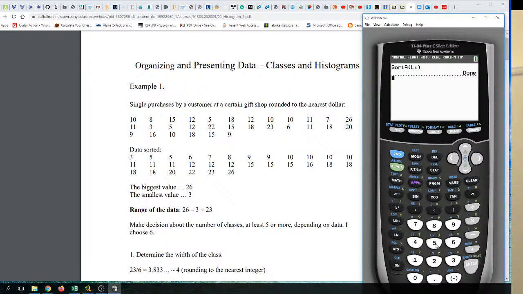And now if you press the statistics button again and you go to edit, you will see that the list is sorted. You can see now in the first list I have 3, 5, 5, 6, 7, 8 and so on. That's exactly what you see here in the row with the sorted data.